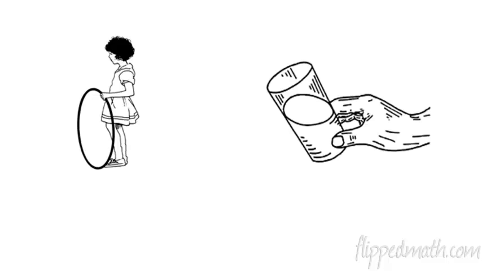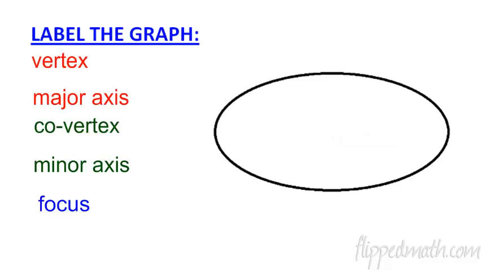And believe it or not, you've probably seen ellipses all over the place. If you take any type of circle and turn it a little bit sideways and look at it, you've got the form of an ellipse. Of course, that's not the only application, but I wanted you to see that you've probably seen them around quite a bit before. So the first thing is labeling our graph.